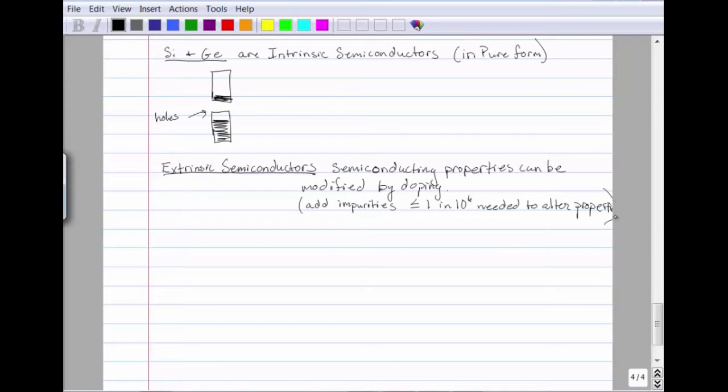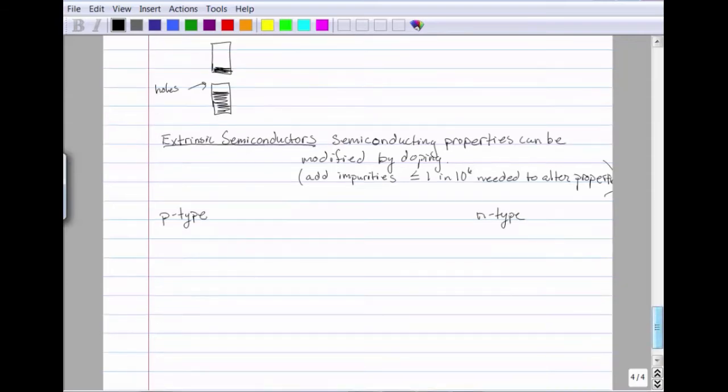So this is one reason that if you are making a semiconductor, if you want the properties of silicon or a pure substance, it has to be really, really pure, because 1 ppm of impurities gives you different properties. There are 2 types of semiconductors: the p-type and n-type. P stands for positive, N stands for negative.